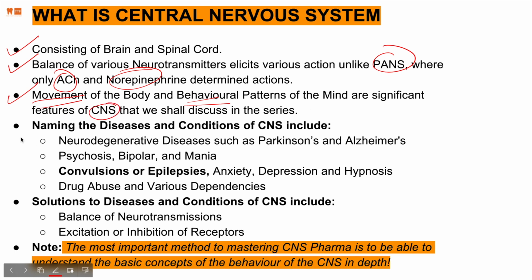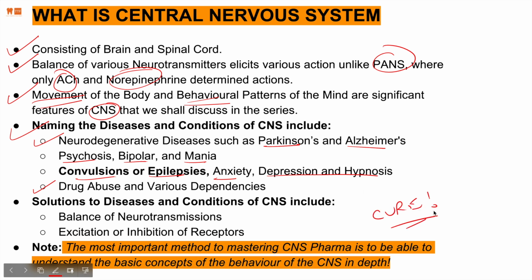and they are significant in these series as well. So some of the diseases we have already covered are neurodegenerative diseases like Parkinson's and Alzheimer's, psychosis, bipolar, mania. This one's convulsions or epilepsies. Anxiety has been covered, depression, hypnosis has been covered, and of course, the next lecture will be drug abuse and various dependencies. The solutions to these diseases is very simple. You can't cure them. That's something that we need to keep in mind.